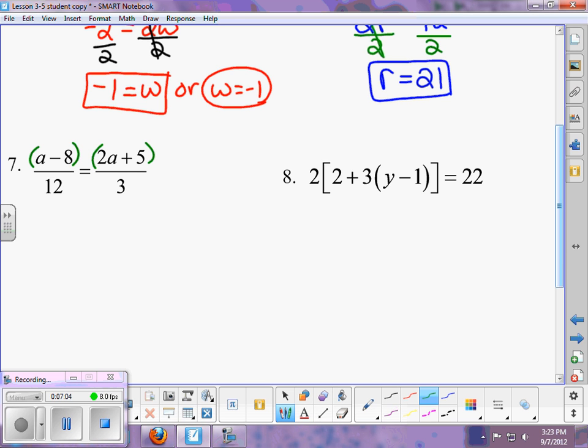So, to solve a problem like this, we need to do something I know you've heard about, and that's cross multiply. That means we're going to take these diagonals and multiply them. That would be 3 times the quantity a minus 8, and the equal sign, and multiply the other diagonal equals 12 times the quantity 2a plus 5.